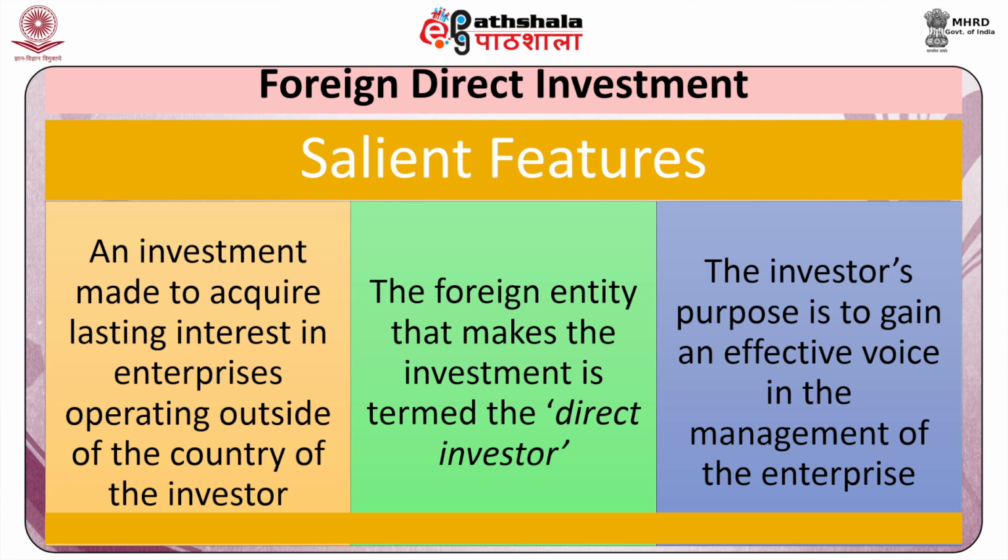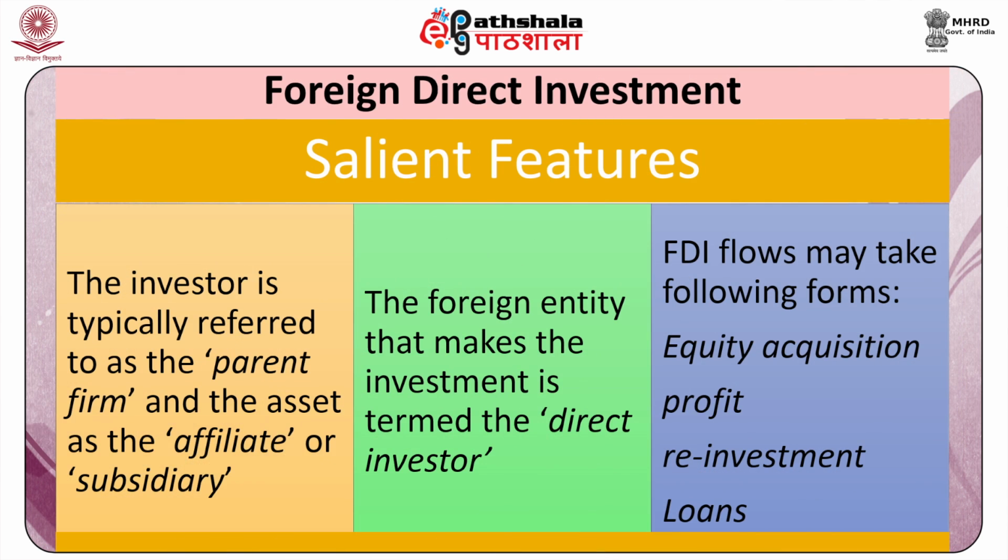An effective voice in management only implies that direct investors are able to influence the management of an enterprise and does not imply that they have absolute control. In most instances, both the investor and the asset it manages abroad are business firms. In such case, the investor is typically referred to as the parent firm and the asset as the affiliate or subsidiary. And operationally, FDI flows may take following forms. Equity acquisition, buying shares of an existing or a newly created enterprise. Profit reinvestment, FDI firms reinvesting their profits for further expansion, and loans from a parent company.